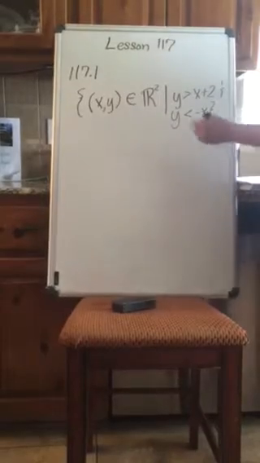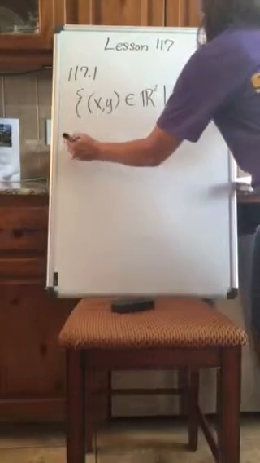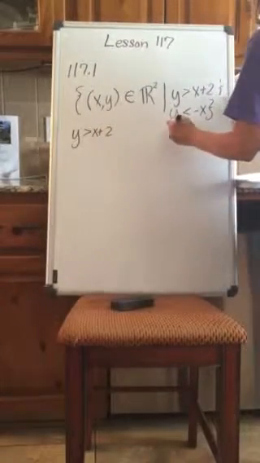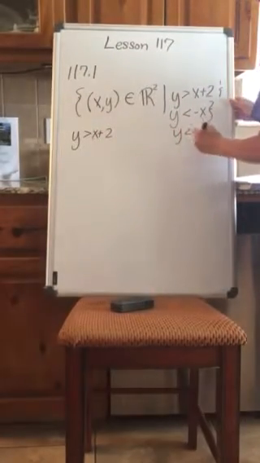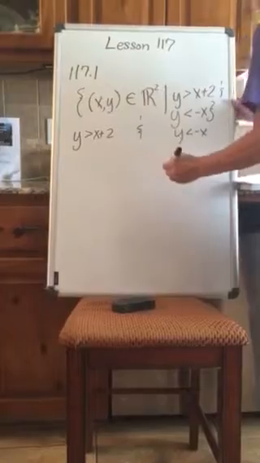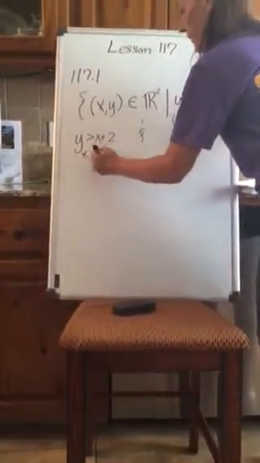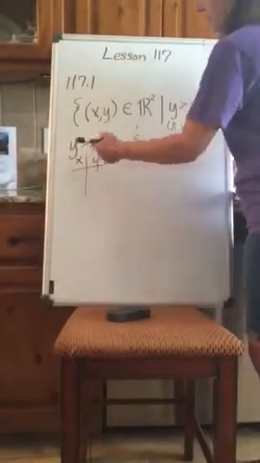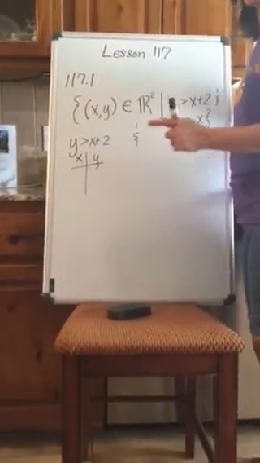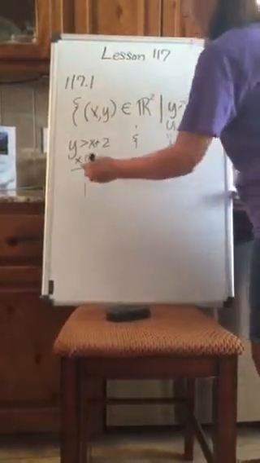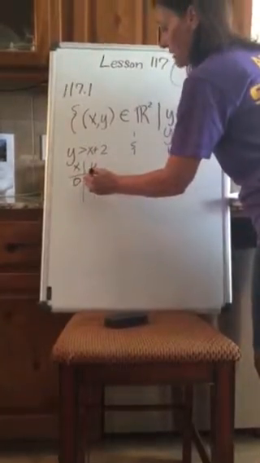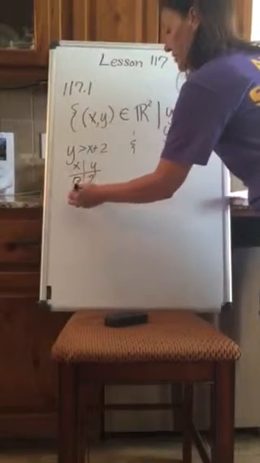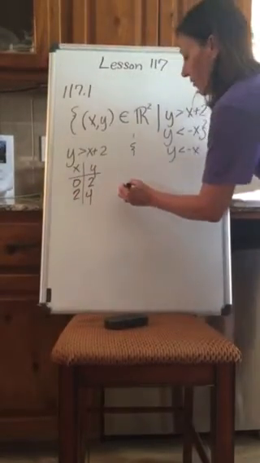All right, so how would we do this? We would have Y greater than X plus 2, and then we would have Y less than negative X, and it's and. All right, so I would just plug in numbers for your independent variable and solve for your dependent variable. So when X is 0, Y is 2, right? When X is 2, Y is 4. So I can graph that.